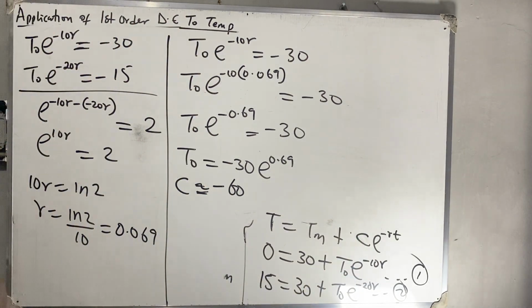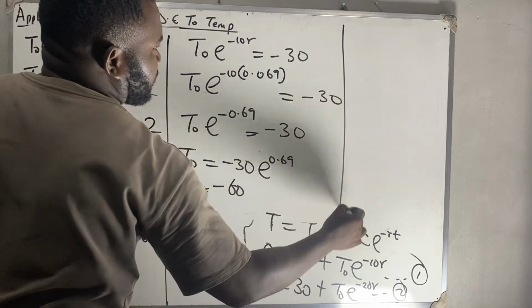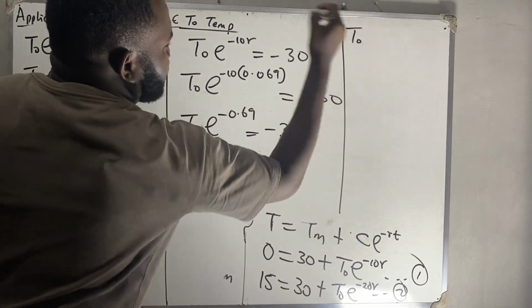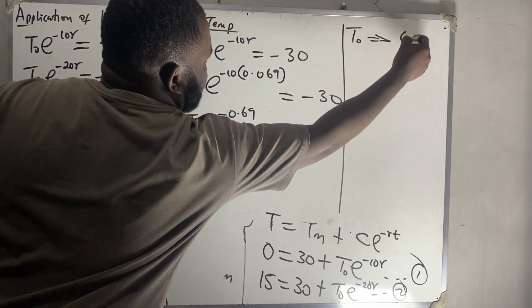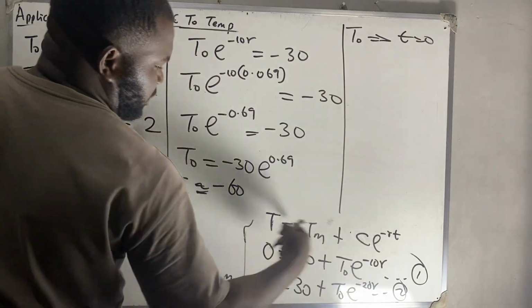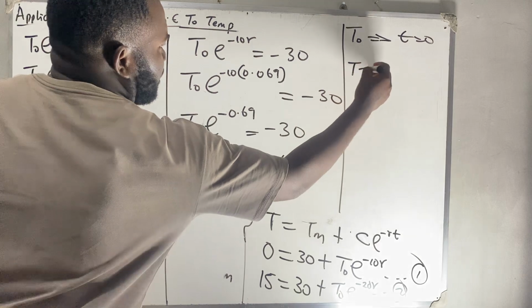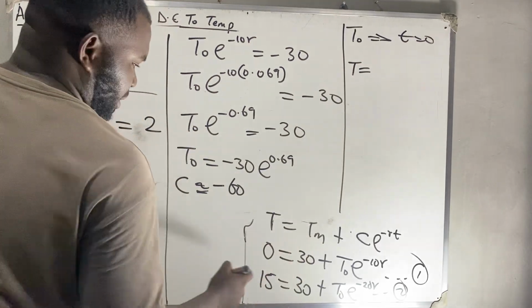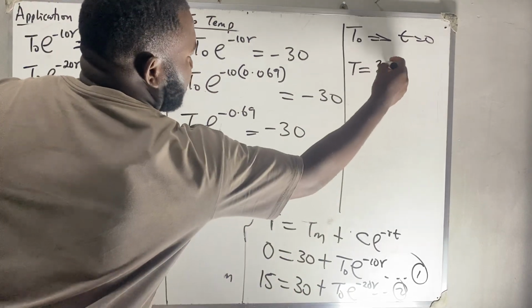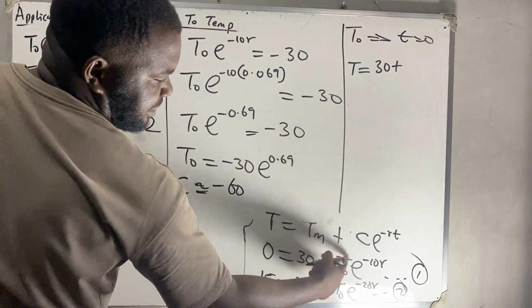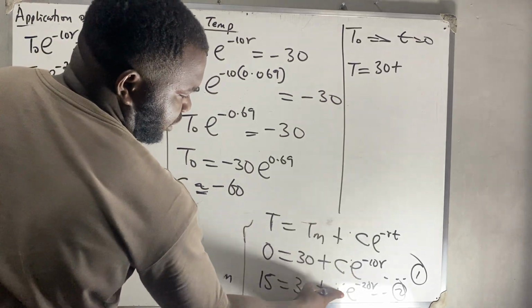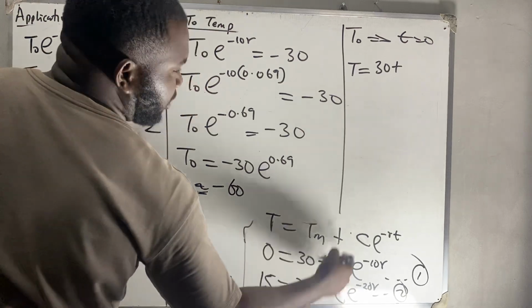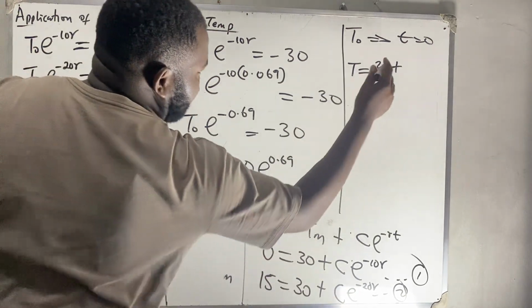Okay, so T naught means when T is 0. To find our initial temperature, which is T naught, is when T is 0. This implies that T is equal to 0. So if I put it here, T will now be equal to Tm. Our Tm is 30 plus our C. I hope you know that here is now C. Please, here is C. All these things I wrote as C naught should be C. So our C is what we got as minus 60.